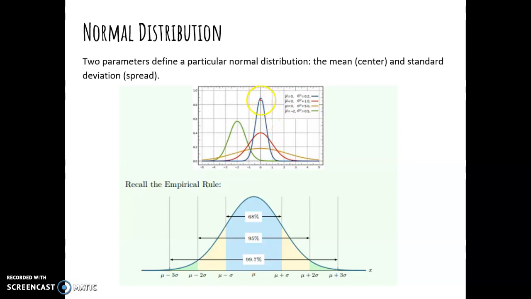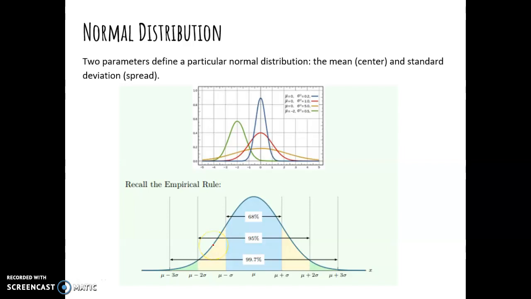Now, what defines how tall or how short one of these curves is, is the spread or the standard deviation. If you look at the tallest one, it has the smallest spread, followed by the red curve, followed by the brown curve. This one is more spread out, so it has a bigger standard deviation than these two. The smaller standard deviation goes to the blue one.